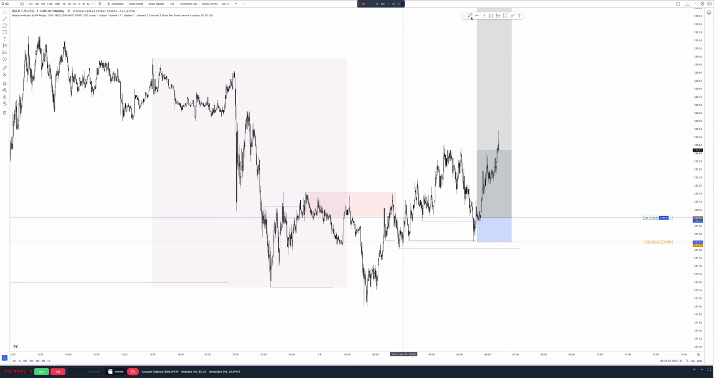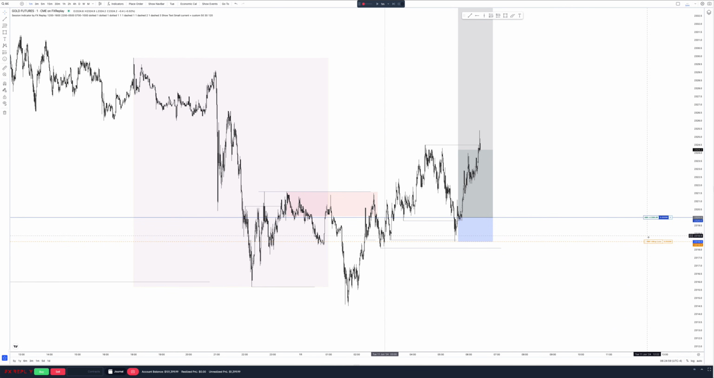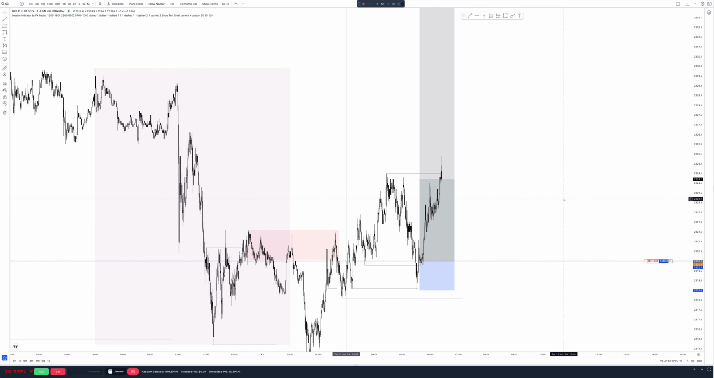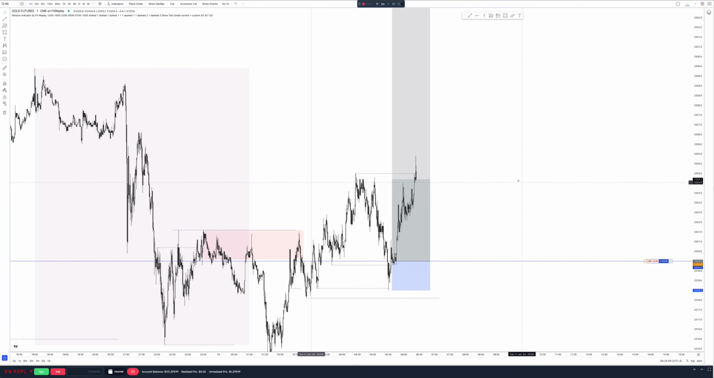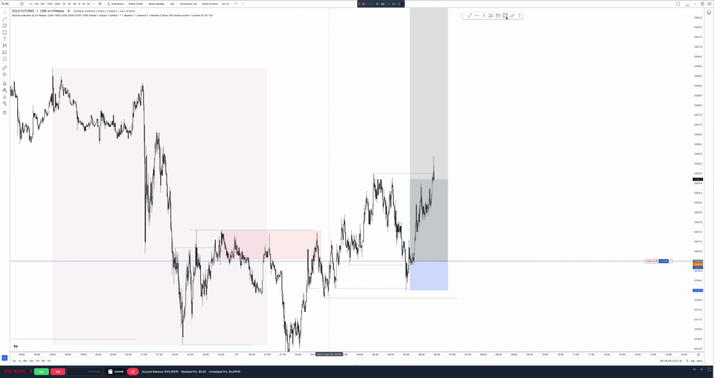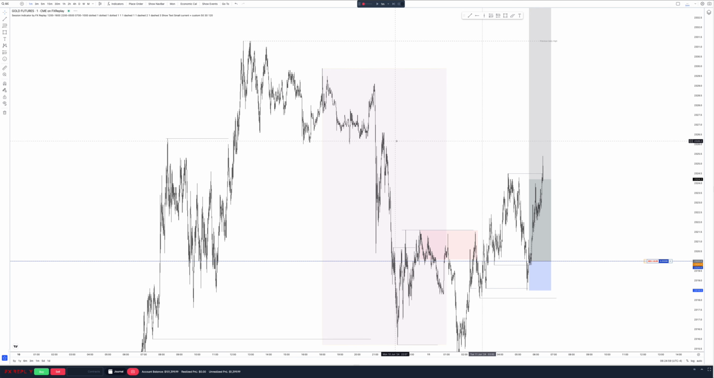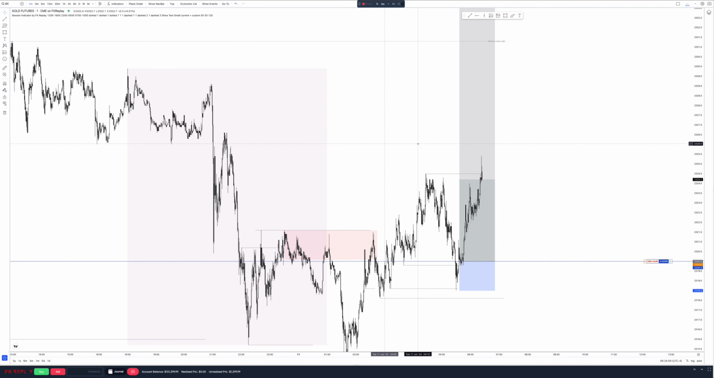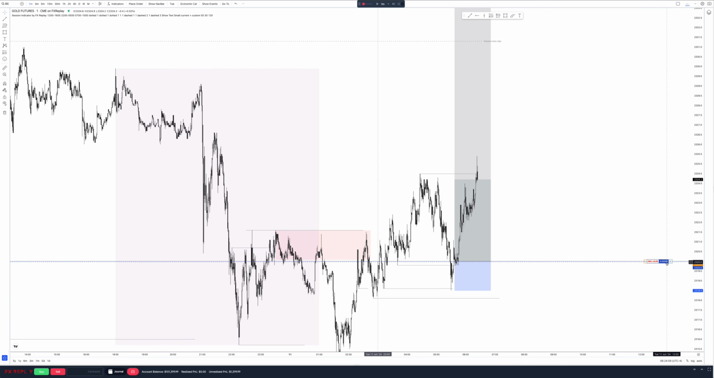All right, so the highs were swept. This is where I have to go break even. So I'm going to move this up here. Okay, stop loss break even. All right, so honestly, I will probably be taking partials. Not really sure how to take partials on this.